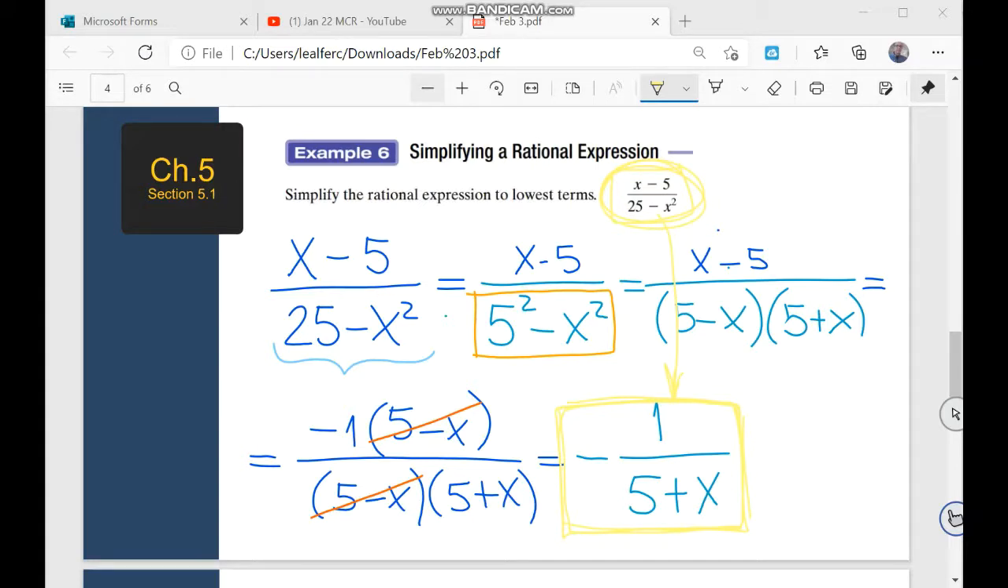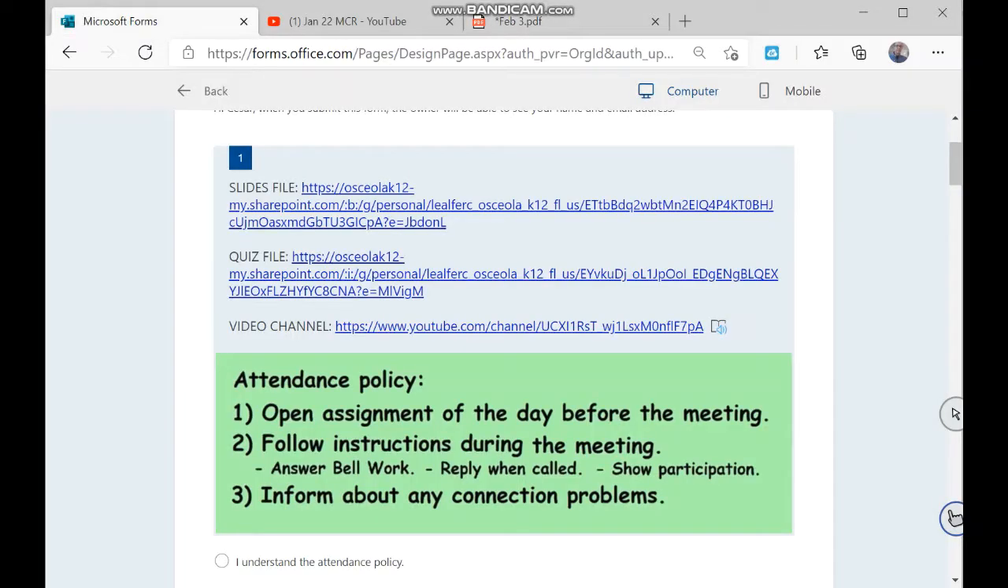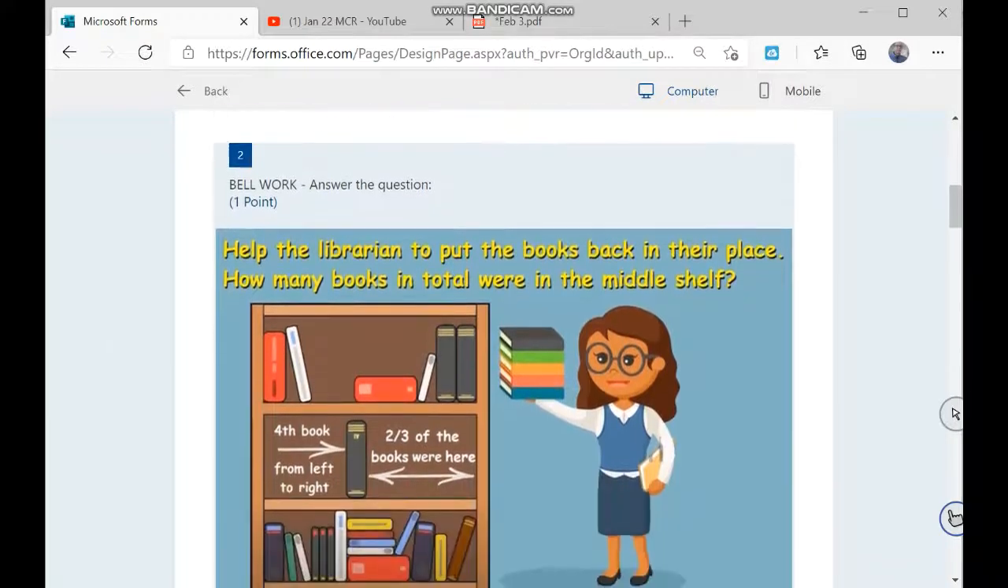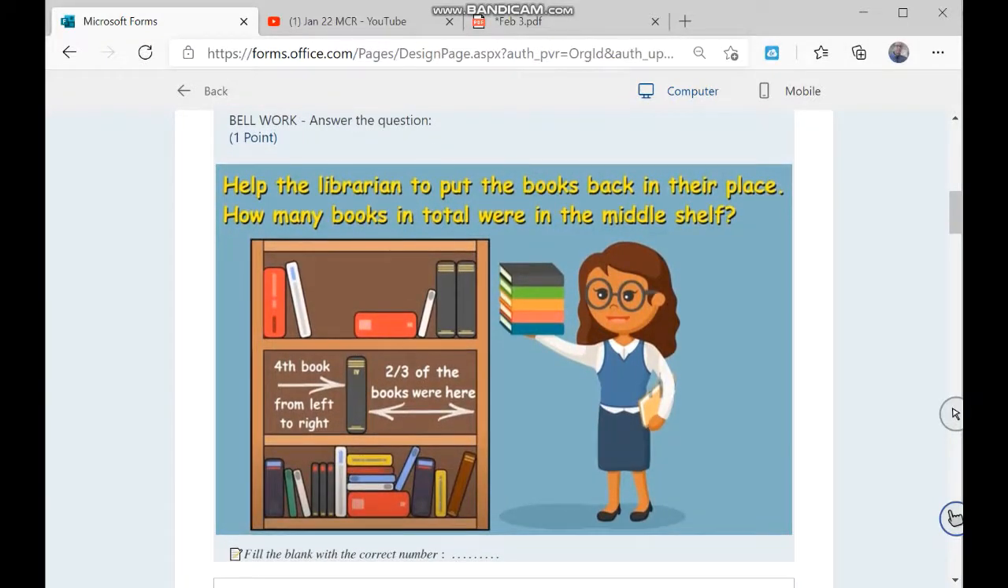If you agree, we will move to the practice round now. But before, as usual, let's practice on the quiz. But before, I need you to answer the bell work.